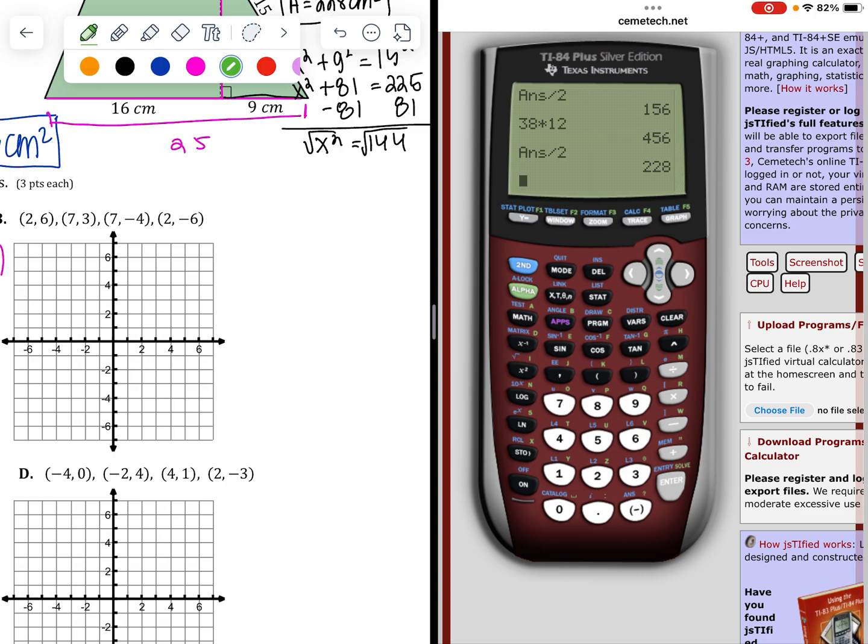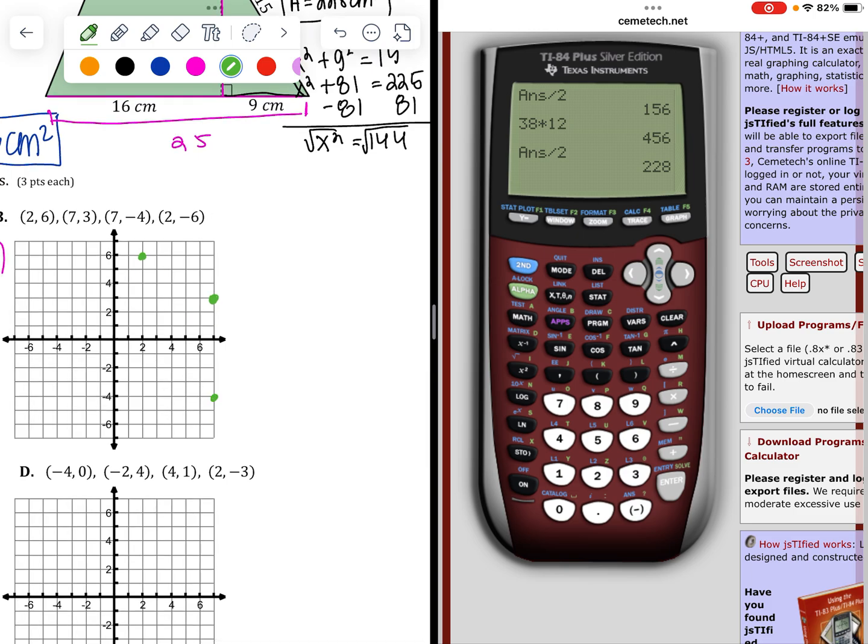So I have a point at 2, 6, another quadrilateral for sure. 7, 3. Okay. 7, negative 4. And 2, negative 6. All right, looks like another trapezoid. So I have 2 sets of parallel lines. This time those lines are vertical. And then I got 2 legs right here.